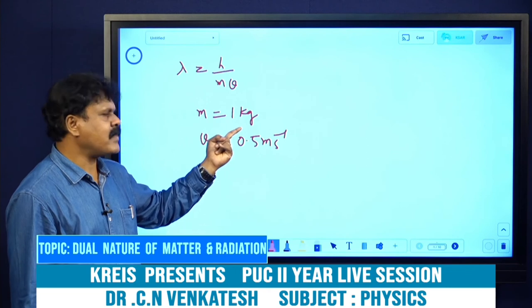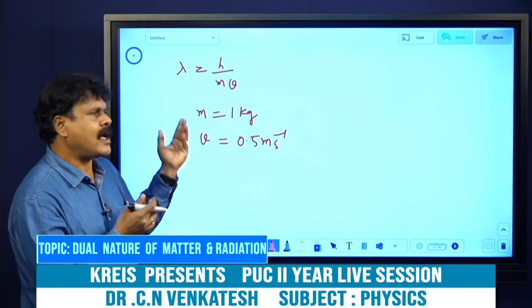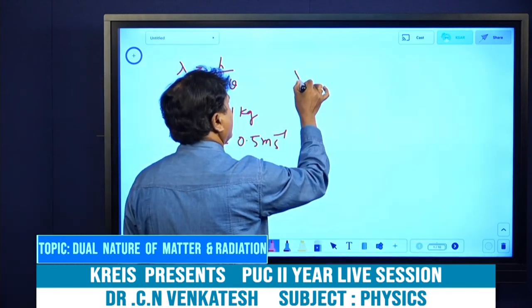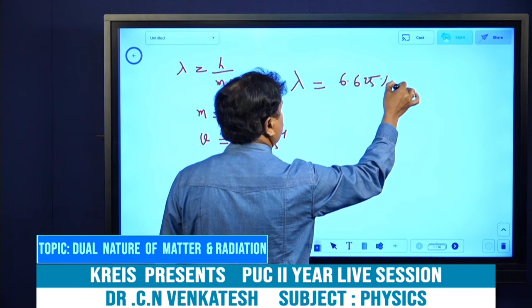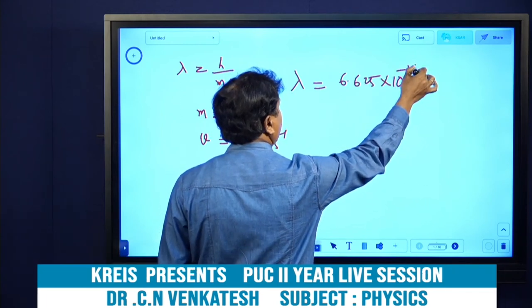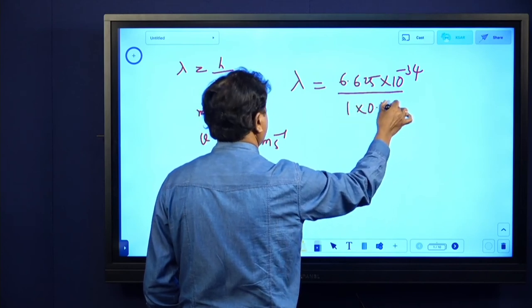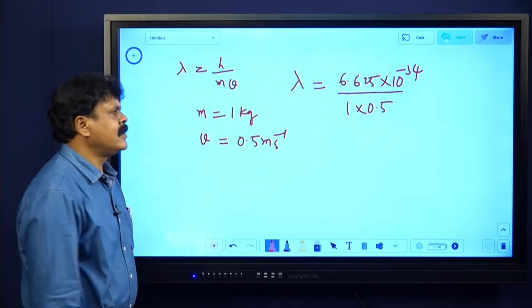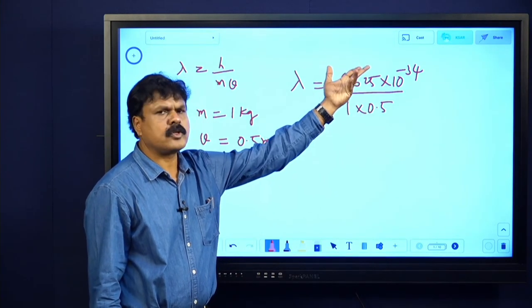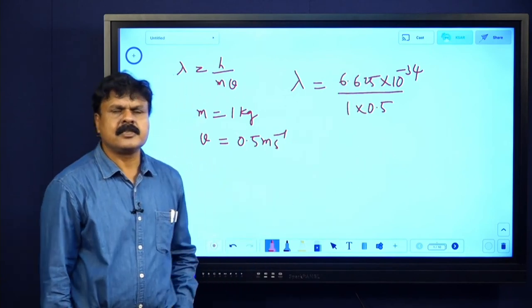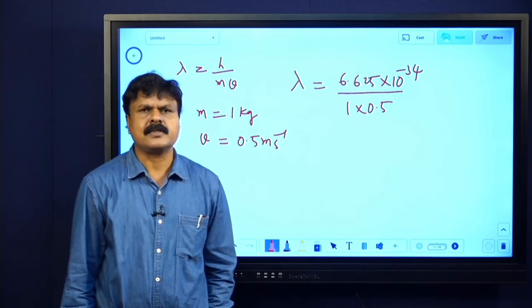So this is nothing. M is 1 kilogram, V is 0.5. Why do you worry? You remember the formula. Lambda equals h by mv. Lambda equals h by mv, where h is whatever is given, you take 6.625 into 10 power minus 34, divided by 1 into 0.5, because velocity is 0.5. 0.5 is 1 by 2. See, still in calculations, 2 will go to the numerator, multiply and put 6.625 into 2 and then into 10 power minus 34 meter. That's it.